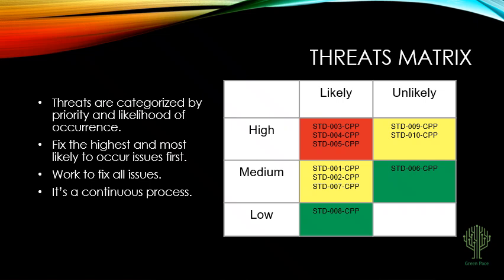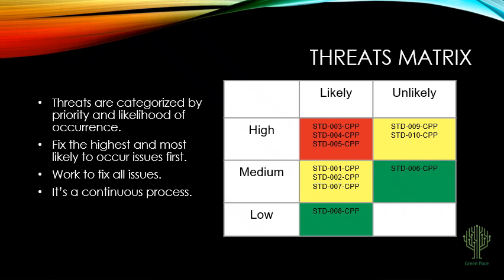Security is an integral part of the development process. It's one of those jobs that is never truly done. Each coding standard that we've developed can be categorized in a matrix by priority and likelihood of occurrence. When security violations are discovered, we can use this matrix to help us decide which problems we should focus on. The issues with the highest impact and that are most likely to occur should be addressed first. These are shown in red.